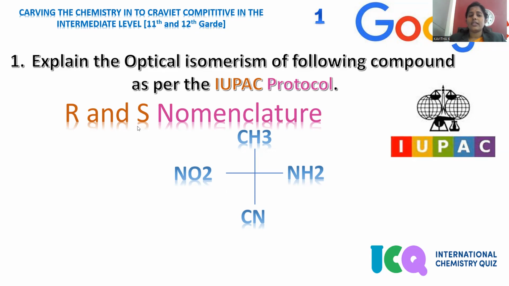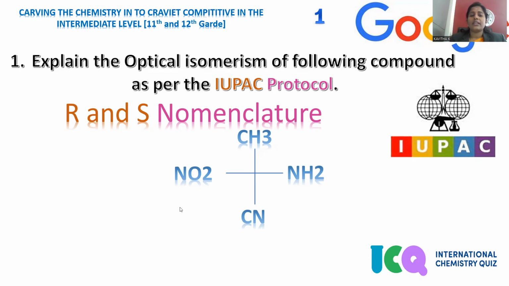In order to assign RS nomenclature or absolute configuration, the compound must be chiral. Any carbon which is accompanied by 4 different functional groups around it can be called a chiral carbon or asymmetric carbon, and is designated with a star mark. Here, if you observe this carbon, NO2, NH2, CN, CH3 are there. Whenever these are the groups, we can say this is the chiral carbon.